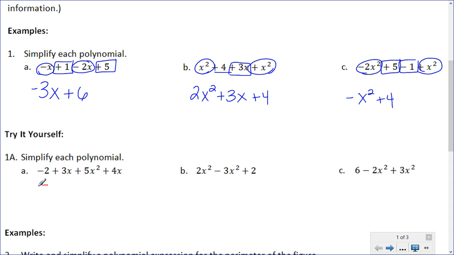Okay, this first one is 5x squared plus 7x minus 2. B is negative x squared plus 2. And C is x squared plus 6.